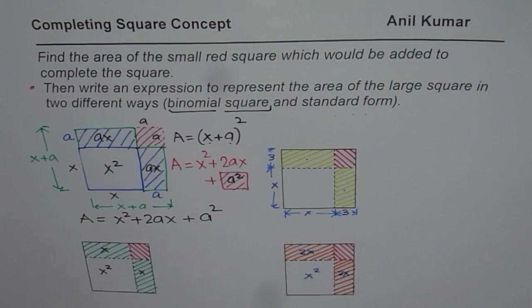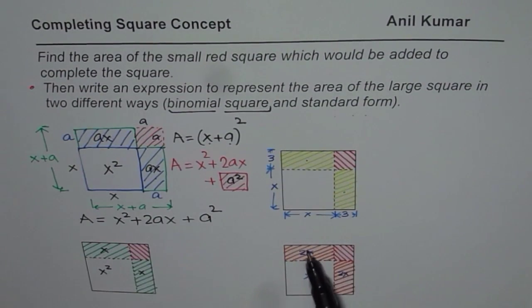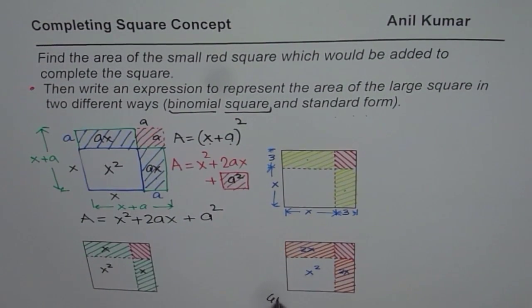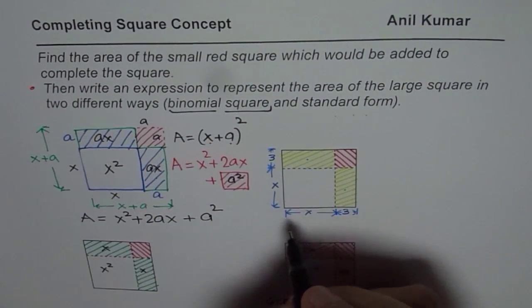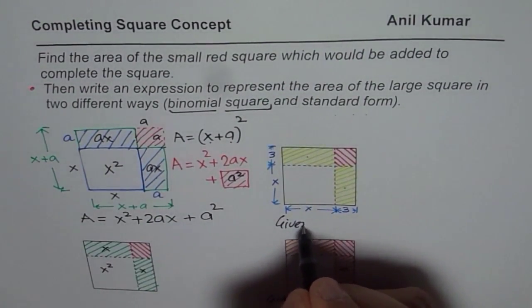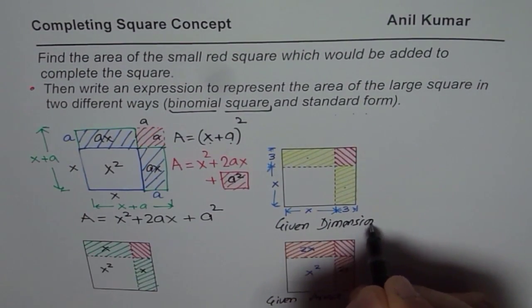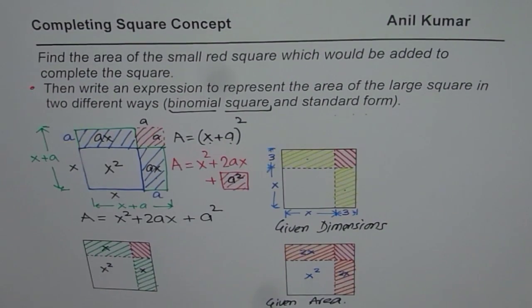So to practice, we have three different questions for you. Here I have given dimensions of the square. Here I have given area of square and rectangles, right? So in this case we are given area, right? And in this case we are given dimensions, right? And you need to answer the question. I hope it's absolutely clear.